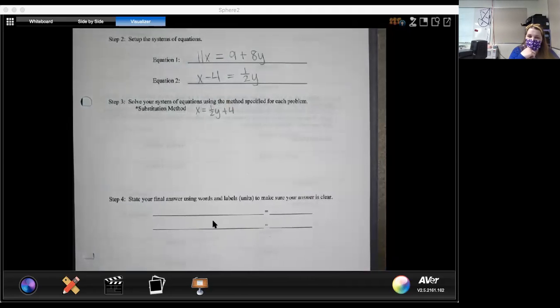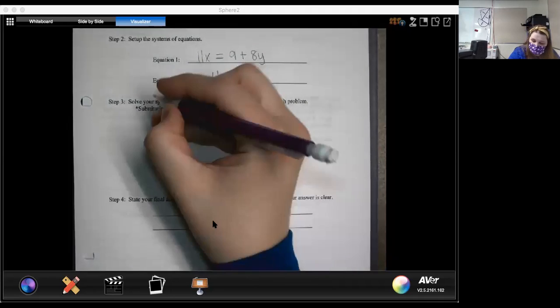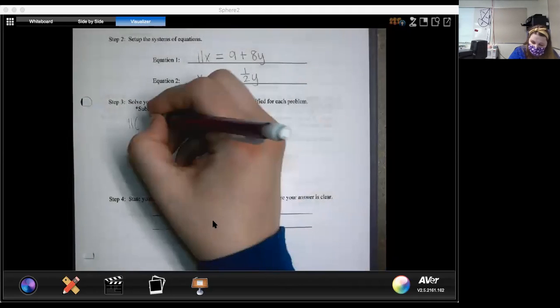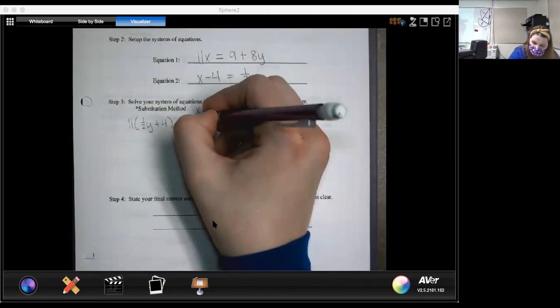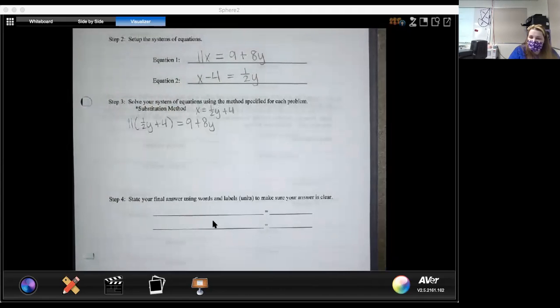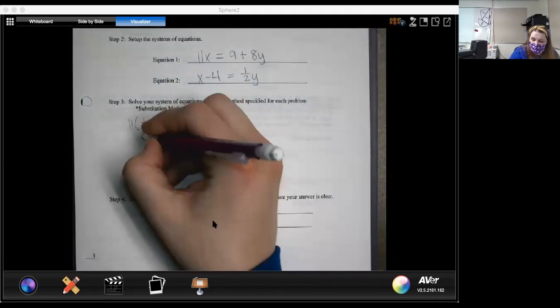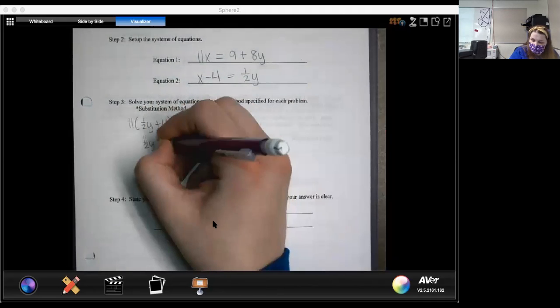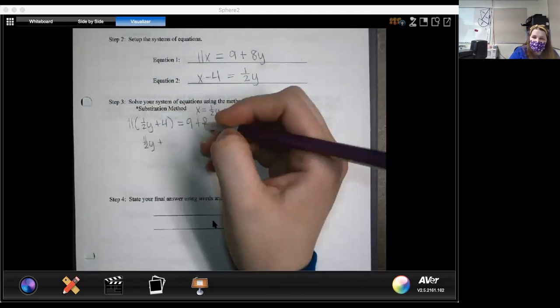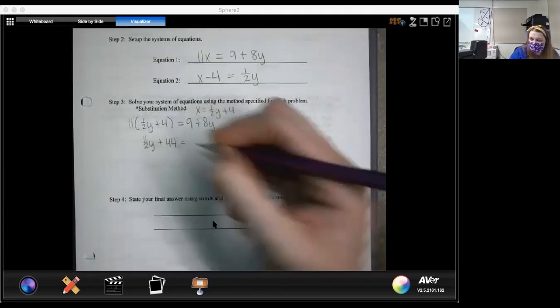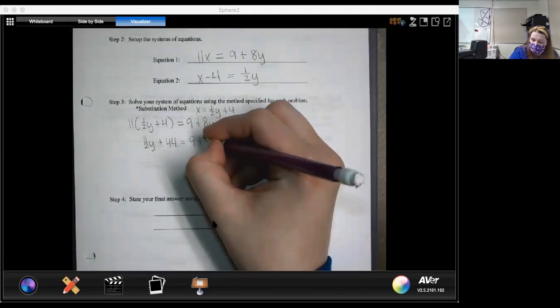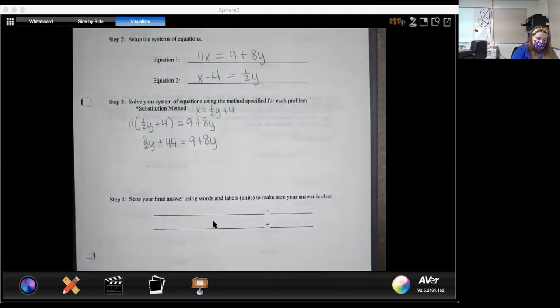Good, I substitute that expression for X in the first equation. So I'm going to have 11 times 1/2 y plus 4 equals 9 plus 8y. So 11 times 1/2 y is going to get me 11/2 y plus 11 times 4 is 44. Equals 9 plus 8y. Okay, from here, what should we do next?